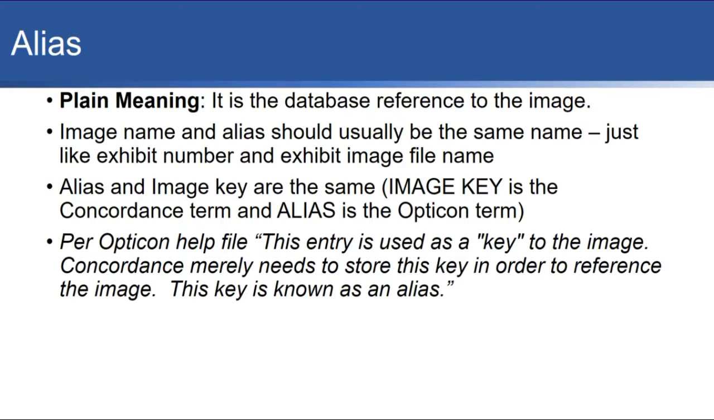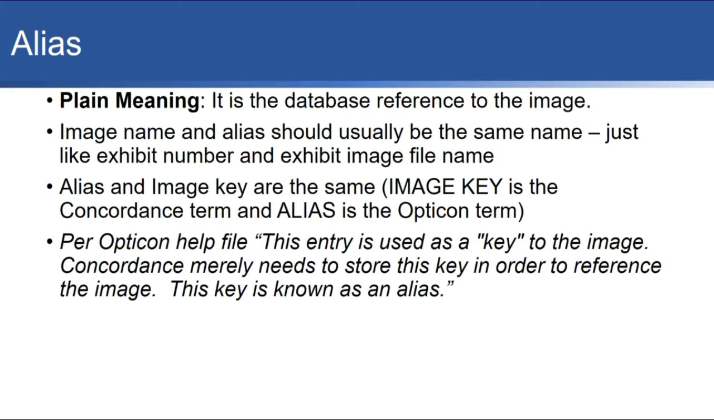And then per the Opticon help file, again, the Opticon or Concordance image is the companion image viewer for the Concordance document review software. This entry is used as a key to the image. Concordance merely needs to store this key in order to reference the image. The key is known as an alias. So you have a database record, and that database record could be called ABC, and the image name is 123. The alias would be ABC, and it just matches the database record to the image.